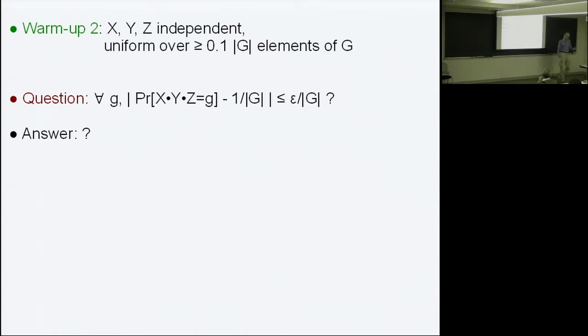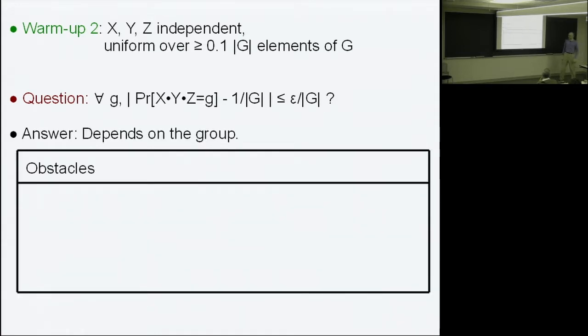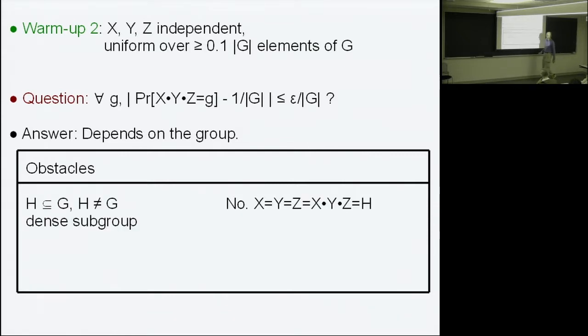This actually depends on the group, and as Sundeep was saying, there are some obstacles. What are the obstacles? If you have a large subgroup H, then of course I can define all my distributions to be uniform over H, and when you multiply, you just stay in H, and you don't get this L-infinity bound. This is one obstacle.